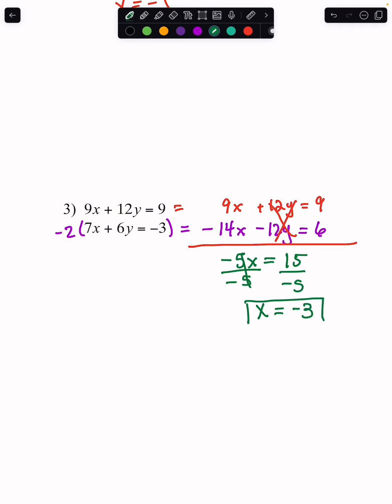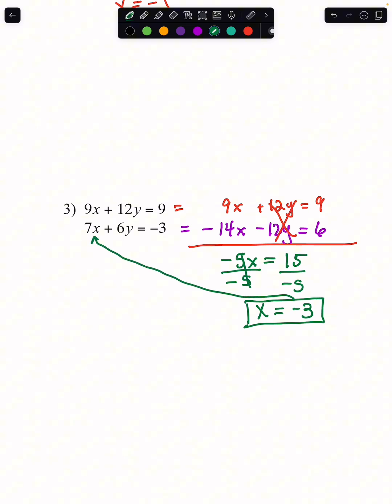What am I going to do with that negative 3? I have to plug it back into one of the originals. Let's just erase this for now. I have to plug it back into the original. And which original do you want to plug it into? It really doesn't matter. Let's just do the bottom one just because. So this negative 3 is going to slide right there.